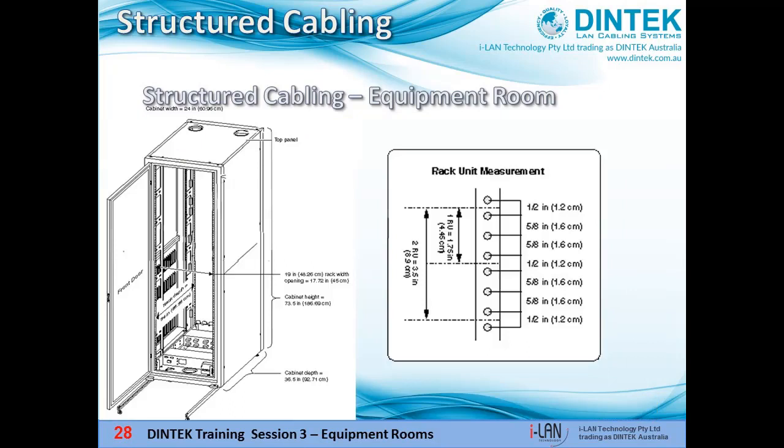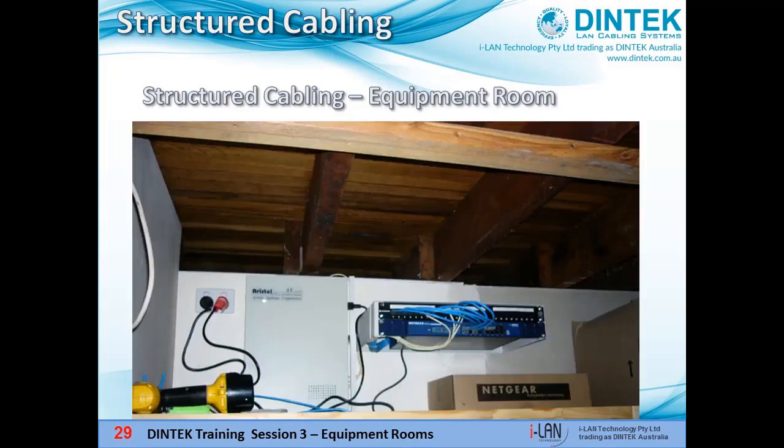Incidentally, a standard rack is 19 inches wide and about 6 feet high. Each shelf is called a rack unit, abbreviated as either RU or just U. So a 1U rack mountable device is 1 shelf high, 2U is 2 shelves high, and so on.